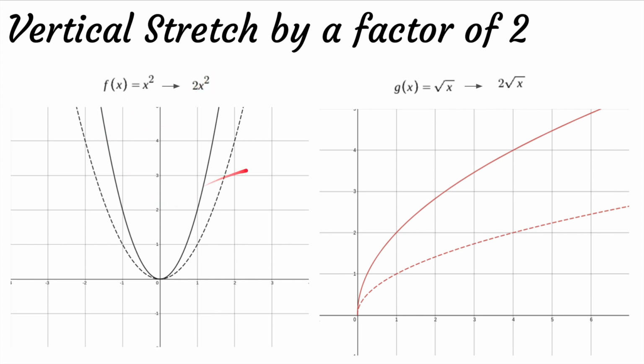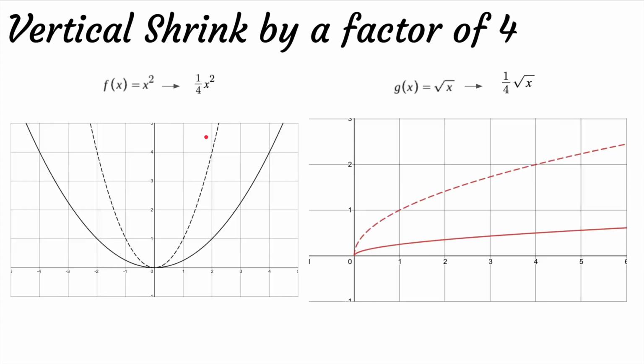And then, as you can see, this line is the parent function as well as this, while this and this are the vertical stretch. And the vertical shrink, I did a factor of 4, meaning since it's a shrink, I had to use 1/4 instead of just a 4, making the equation 1/4 x squared, and this would be the parent function, and this would be the new function, the 1/4 x squared. This same thing here, this is the parent function, and this is 1/4 with the square root of x.